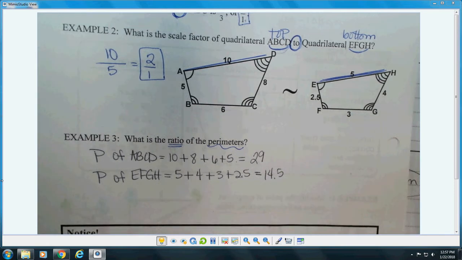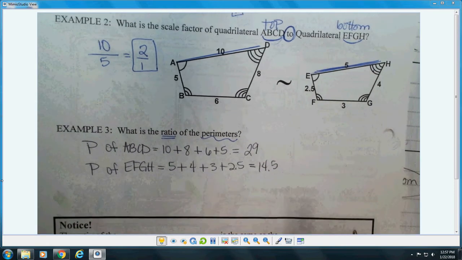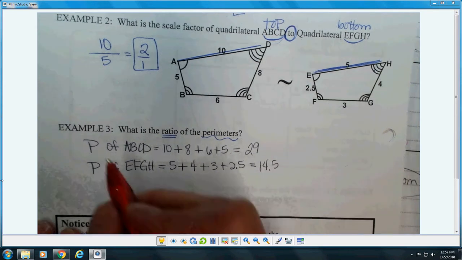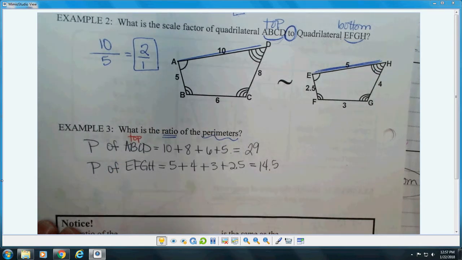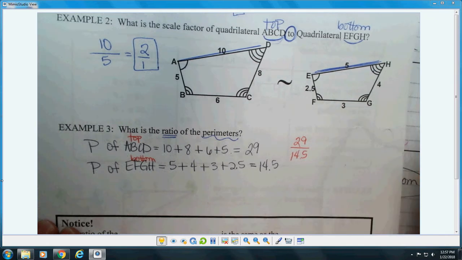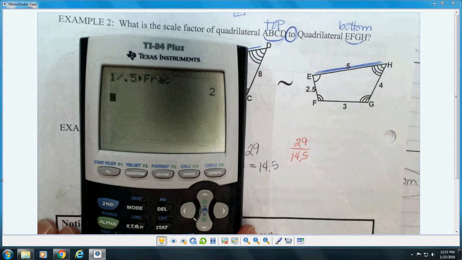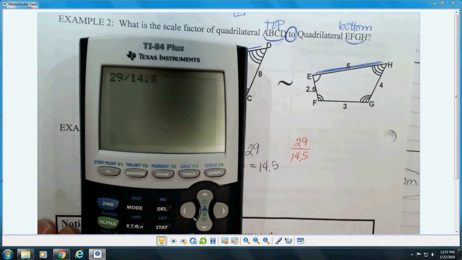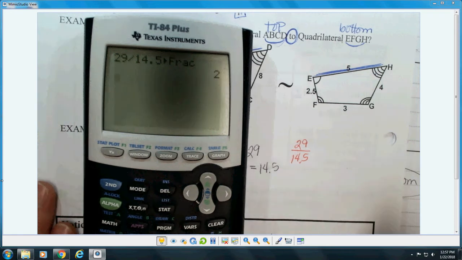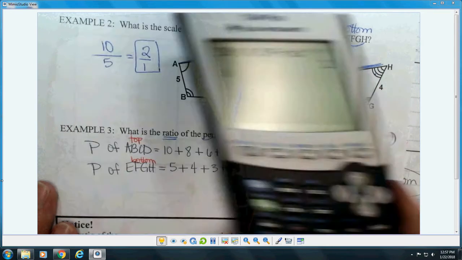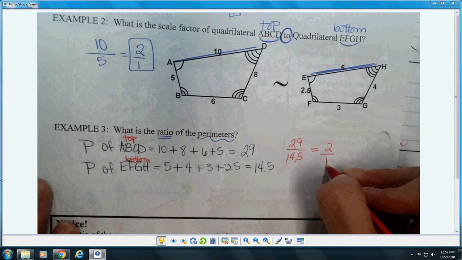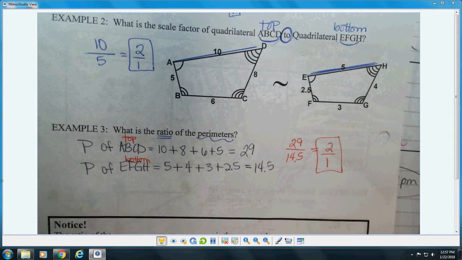Now, I have not made a ratio yet. A ratio is a comparison of two things, and I'm going in the same order because the example didn't tell me what other order. So I'm going to say ABCD is on top, and this one is on bottom. So I'm going to have 29 over 14.5. I'm going to get my calculator, and I'm going to do 29 divided by 14.5, math, frac, enter, and I get 2. Well, that's not a ratio because I need it as a fraction, so it has to be 2 over 1. And there's my ratio of the perimeters.